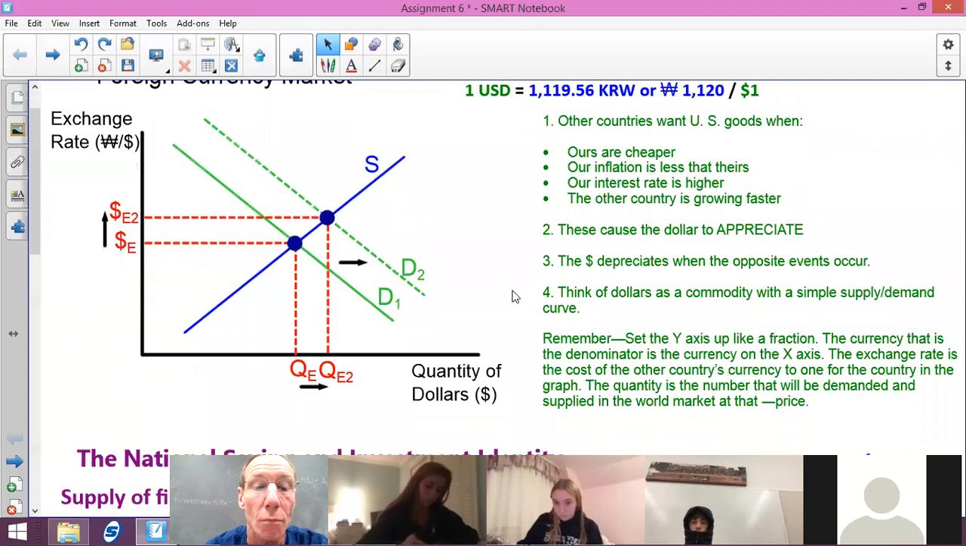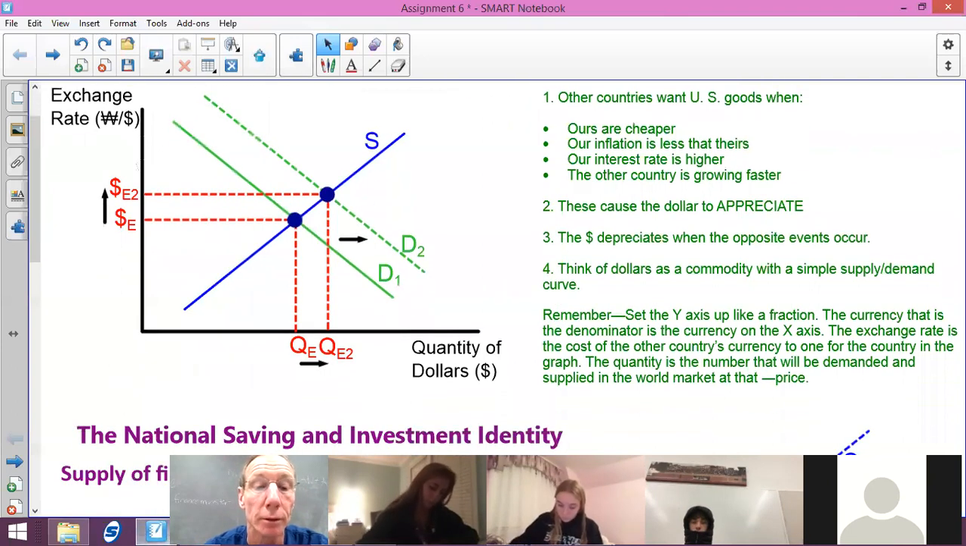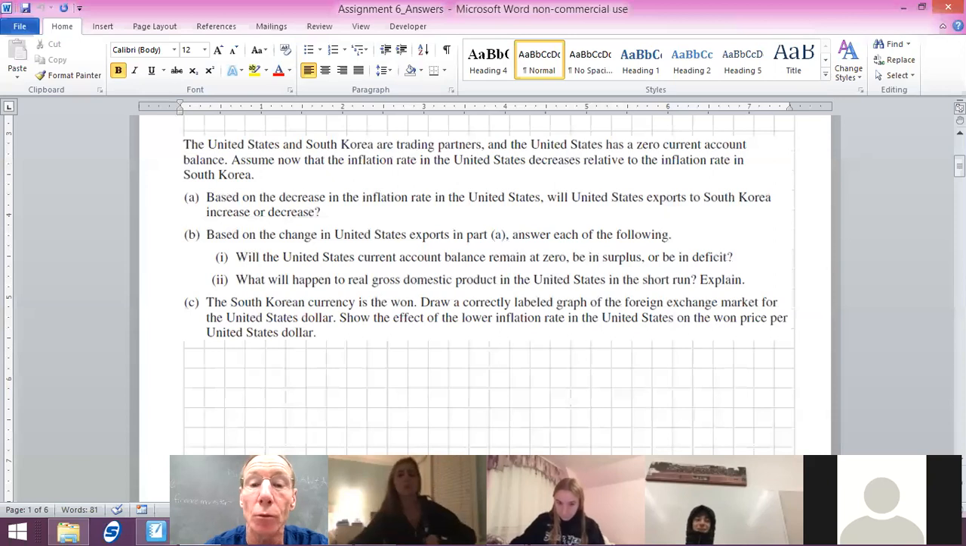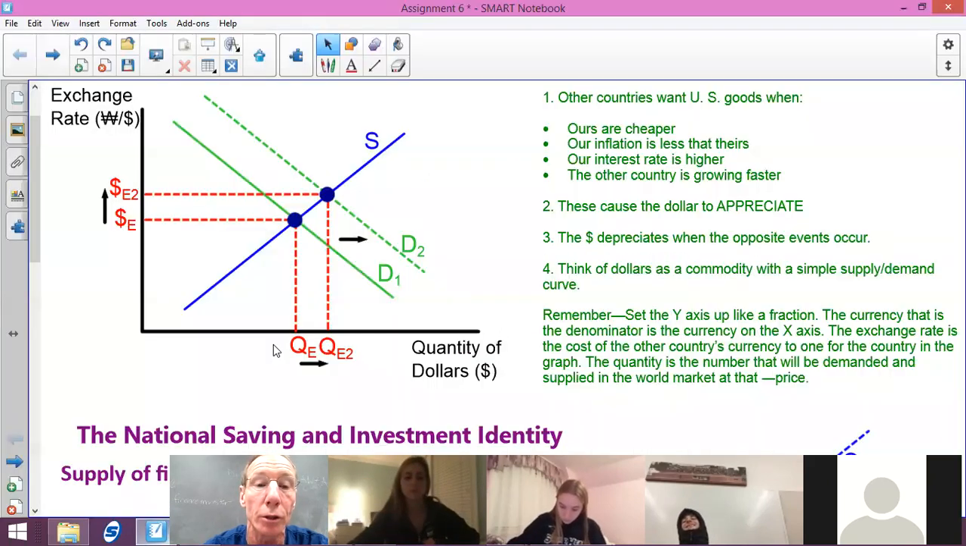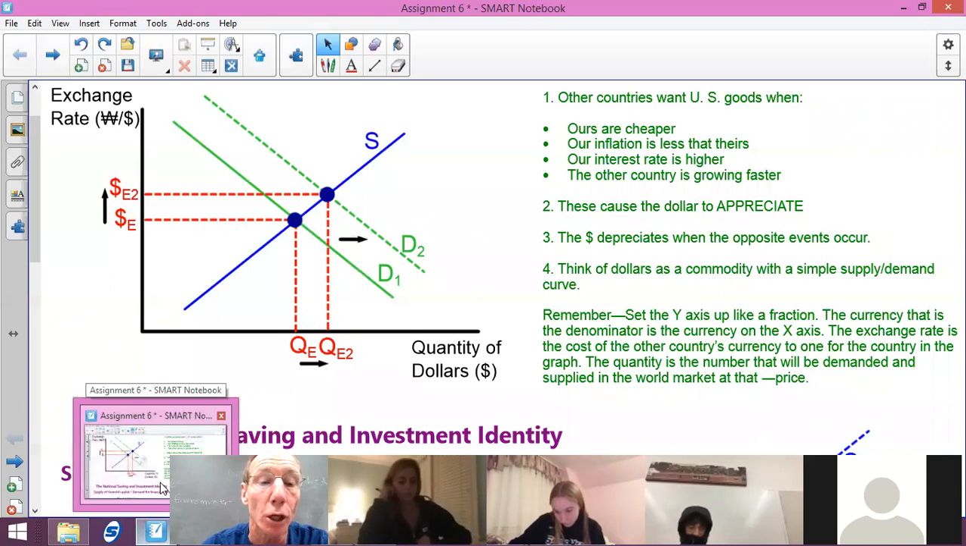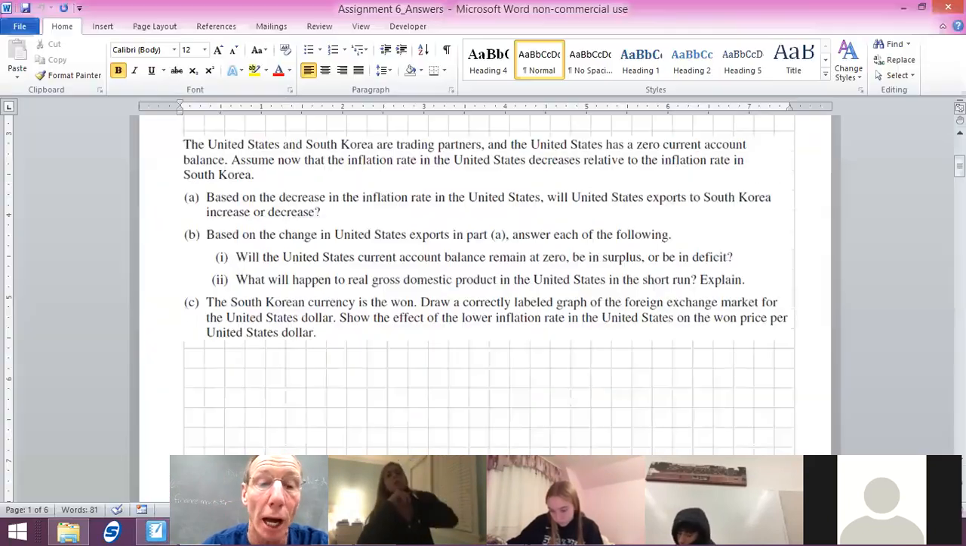Okay? Everybody follow all that? So the answer is that you would draw the graph that looks like this right here, and you would say that the dollar is going to appreciate relative to the South Korean won, because of the exports, because they're buying our goods, because our goods are cheaper, because our inflation is lower. And that's pretty much that one. That's all there is.